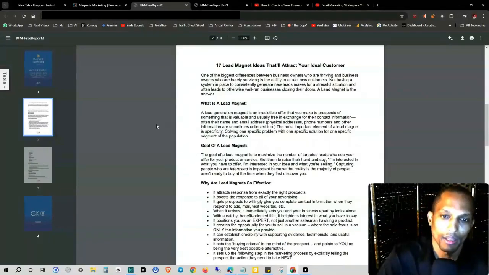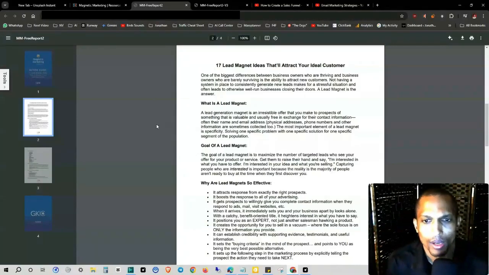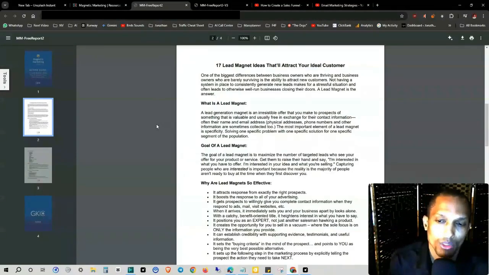So what is a lead magnet? A lead generation magnet is an irresistible offer that you make to prospects of something that is valuable and usually free in exchange for their contact information, often their name and email address. The most important element of a lead magnet is specificity.